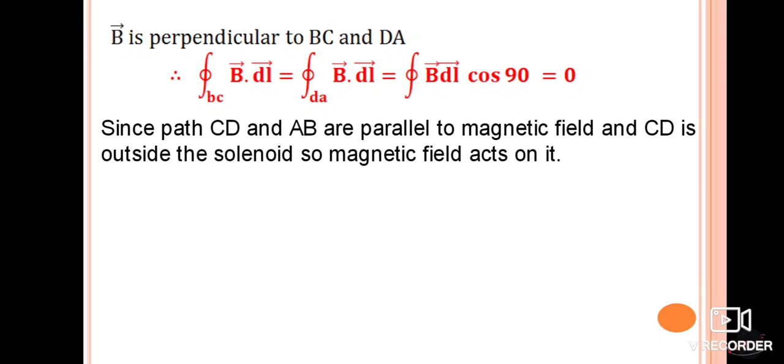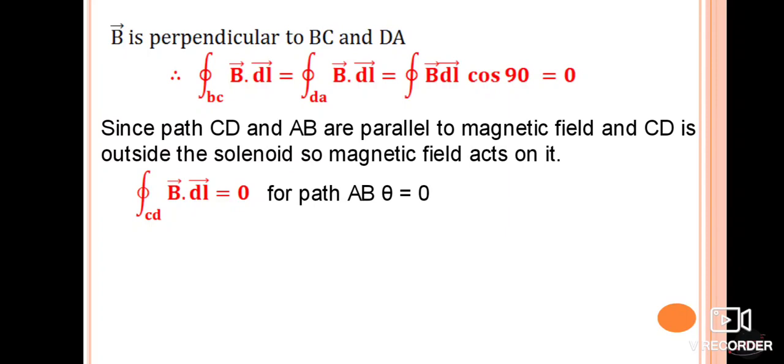But CD is the path lying outside the solenoid, and here we have considered the ideal solenoid. For an ideal solenoid, outside the solenoid the magnetic field becomes 0. Therefore, for CD, outside the solenoid, there will be no magnetic field acting on it. Therefore, for CD, the line integral B dot dl is equal to 0.